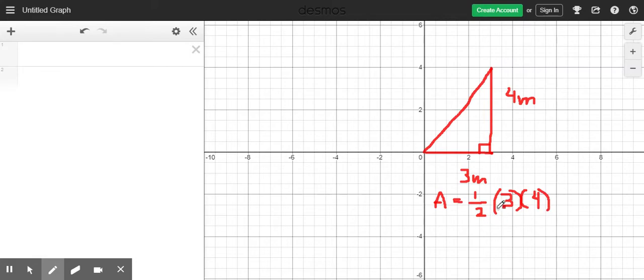Now in my mind, I would use the commutative property to switch the 3 and the 4. So I could take a half of 4 is 2, and 2 times 3 is 6. So our area is 6 square meters.